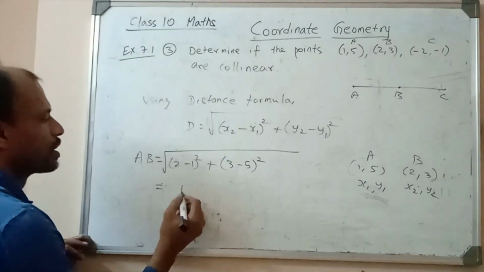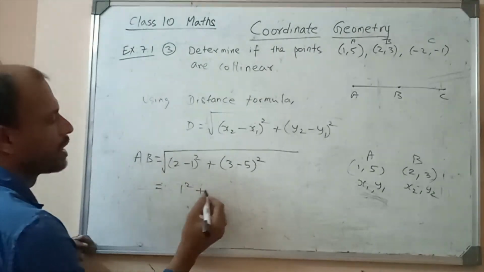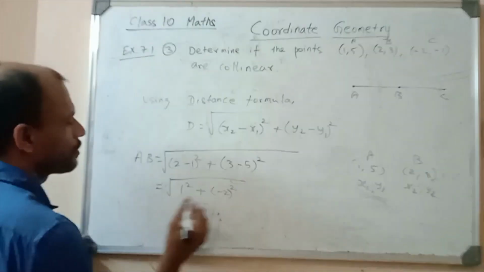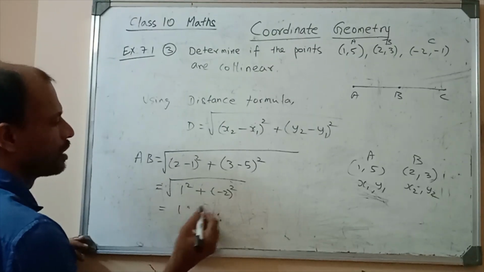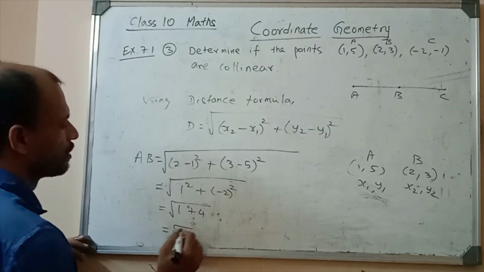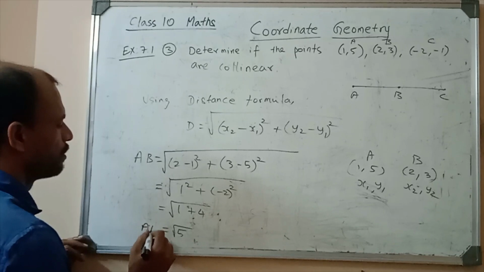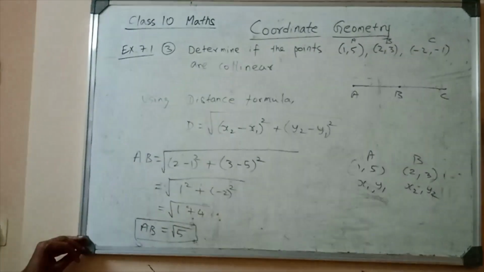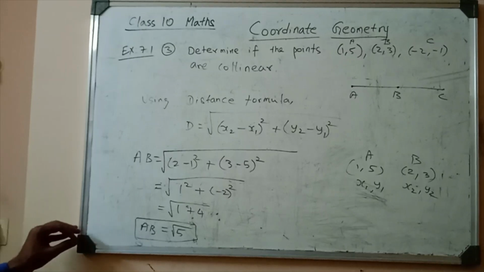So 1 square plus 3 minus 5 is minus 2 square. 1 square is 1 only, 2 square is 4. So we get root 5. So finally the AB value we got is root 5 units. Similarly we can find BC and AC.